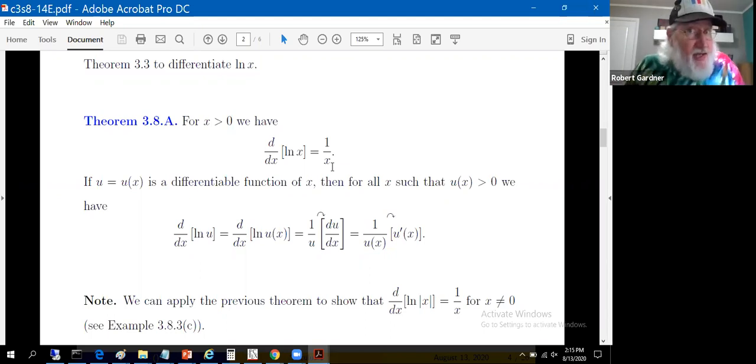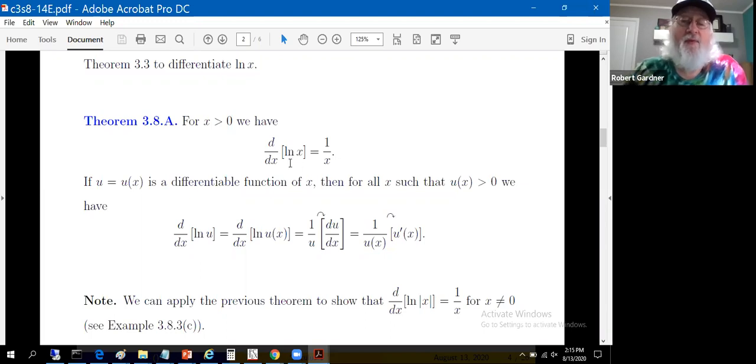We differentiated the exponential function using the definition. This one, Theorem 3.3, will let us weasel around the application of the definition of derivative and all that stuff about the limit as h approaches 0. And establishing this and its generalization will take us just a few lines. The claim is, for x greater than 0, the derivative with respect to x of the natural log of x equals 1 over x.